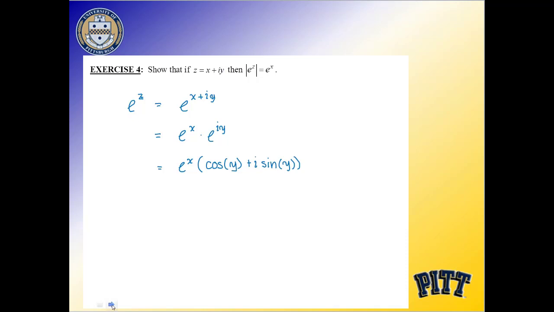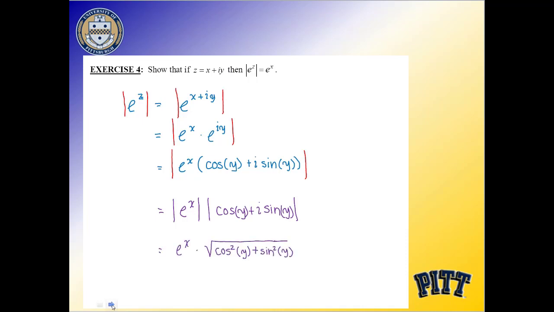Now I'm not looking to do the e of z, I'm looking to do the absolute value of that. So I'm doing the absolute value of all these things. When I do the absolute value of a product, e to the x power is going to be positive, and because I know that is the fact, I can actually separate these into two separate absolute value problems, because I know that e to the x power is going to be positive regardless of what x is. So I have the absolute value of e to the x times the absolute value of the cosine of y plus i times the sine of y.